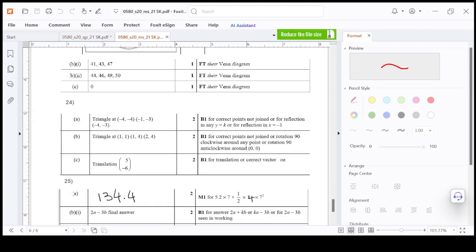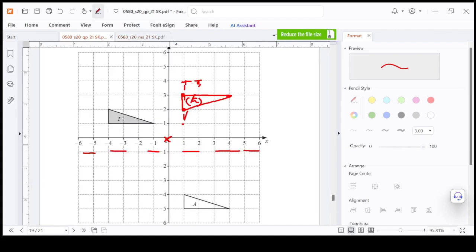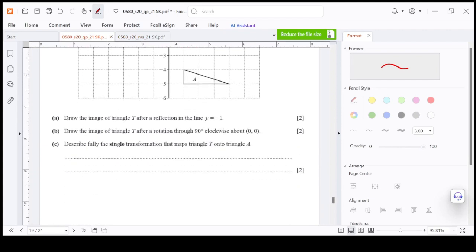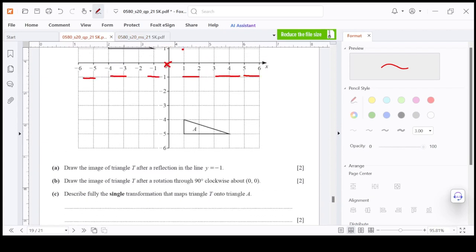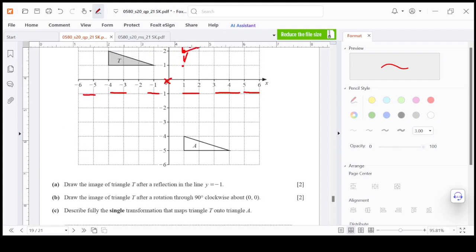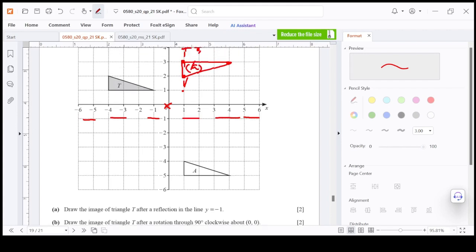Also, let me quickly check if the last one is right. -4, -4. No, that's not right. How did I mess up? y equals -1 is the right line. Draw the image of triangle T after reflection on the line y equals -1. Let me pause and check.